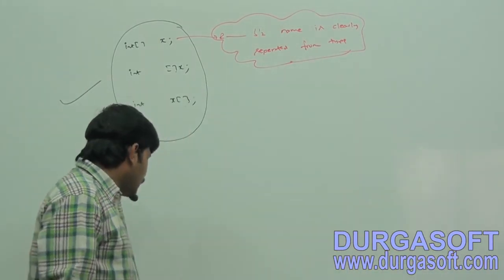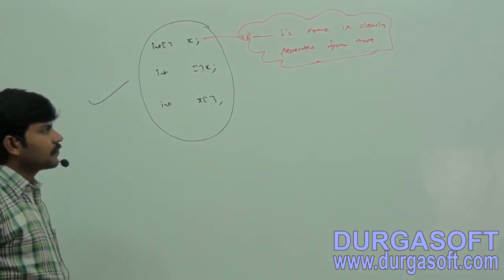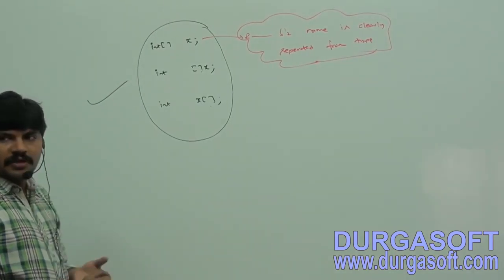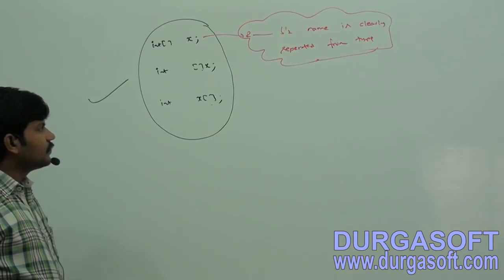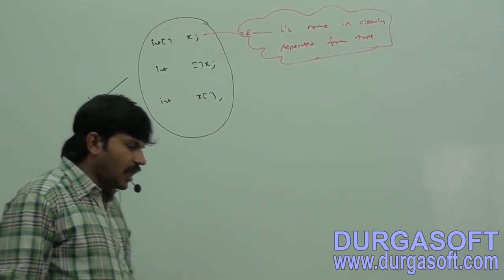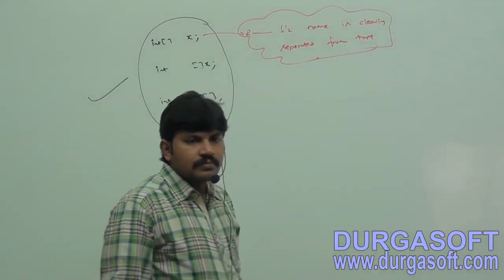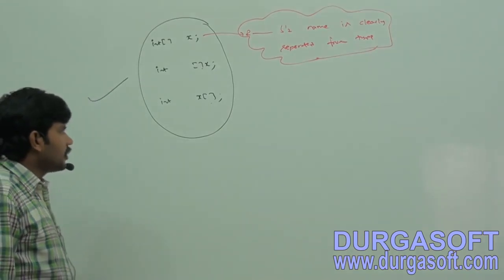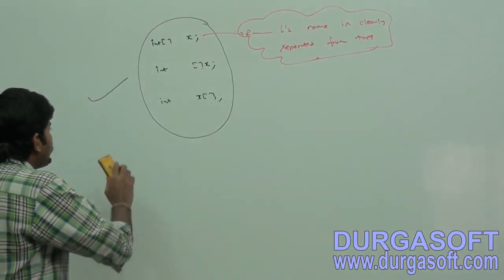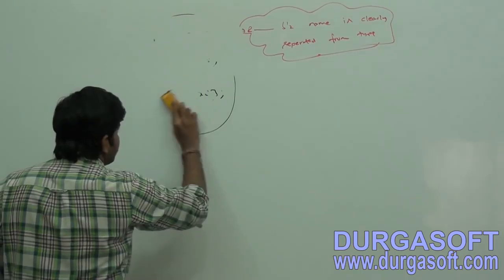Name is clearly separated from type. Are you getting the points right? Okay. Name is clearly separated from type. Okay. So make sure, this is one dimensional array declaration.